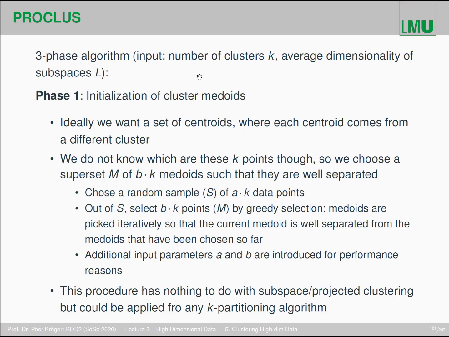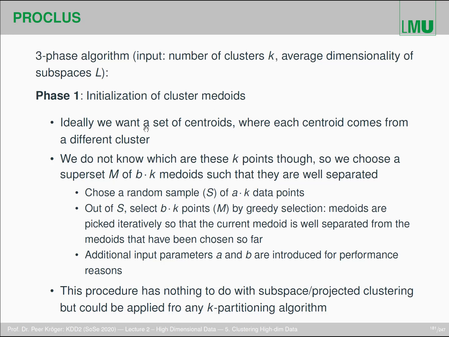The whole thing is a three-phase algorithm, so 3 steps actually. The input parameters are, as always, the number of clusters k, and then the average dimensionality of subspaces L. So you have to tell the algorithm not only the number of clusters, but also the average dimensionality of the subspaces. That doesn't mean that all of the clusters need to be in the same dimensional subspace, but more or less. Okay, the first phase is just the initialization phase of cluster medoids.